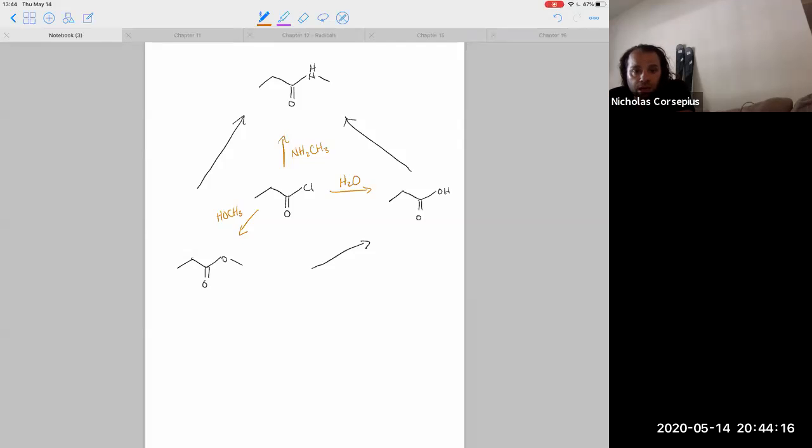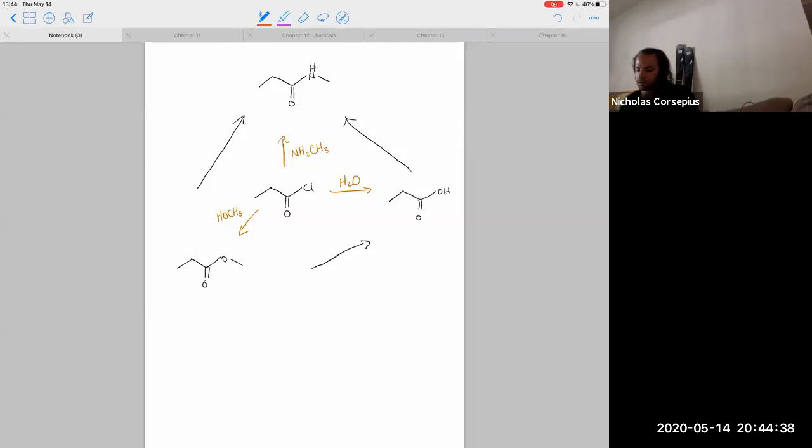But yes, an amine will give you an amide, water, carboxylic acid, and alcohol will give you an ester, right? And so if you're starting with an acyl chloride, since that's the most reactive, you really don't have to worry about having those catalysts in order to drive that reaction forward.